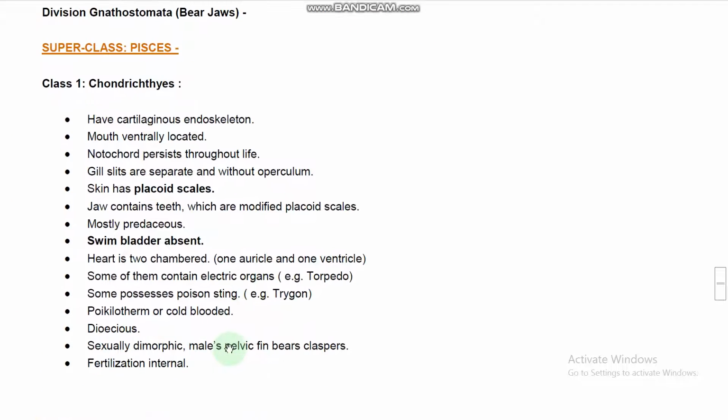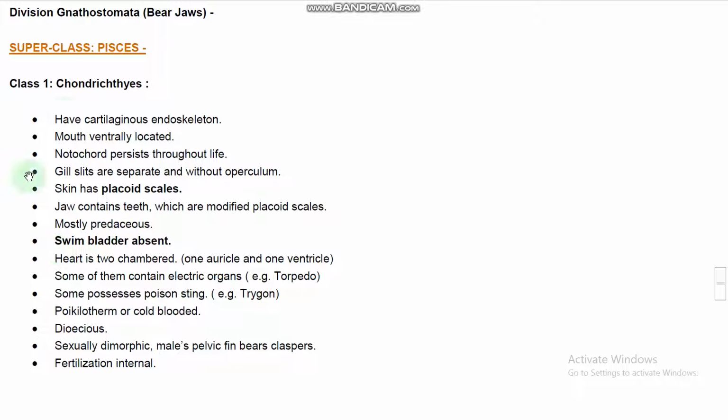So Gnathostomata is again divided into two superclasses, superclass Pisces and superclass Tetrapoda. Superclass Pisces again has two different classes majorly, that is Chondrichthyes and Osteichthyes. So Chondrichthyes and Osteichthyes, what is the major difference? Chondrichthyes body is made up of a cartilaginous endoskeleton, and Osteichthyes have a bony endoskeleton. That is a major difference.